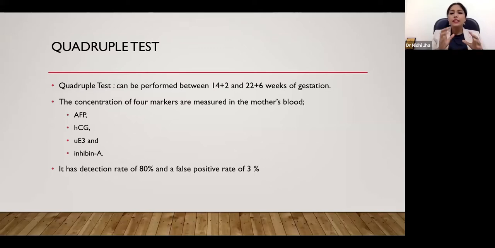The quadruple test. This test I generally offer to patients who have come to me at a later stage of pregnancy, beyond 13 weeks of gestation. It can be performed between 14 weeks and 22 weeks of gestation. The concentrations of four markers are measured: AFP, hCG, unconjugated estriol, and inhibin A. It has a detection rate of 80% and a false positive rate of 3%, which is a little high.